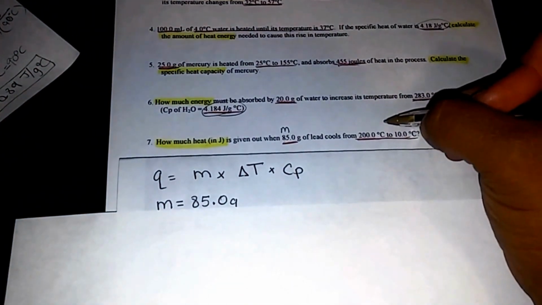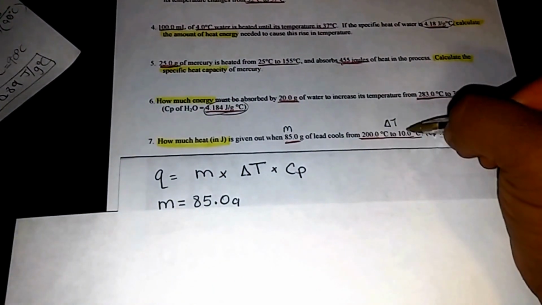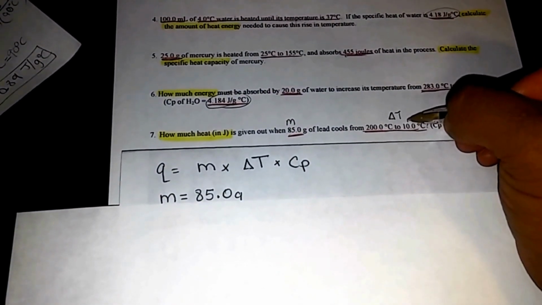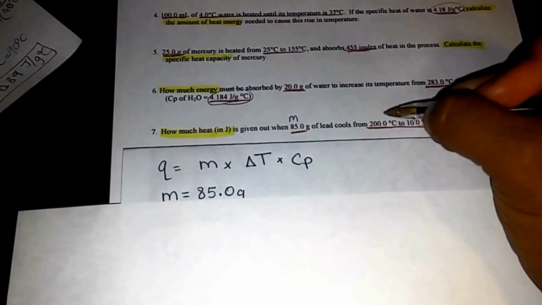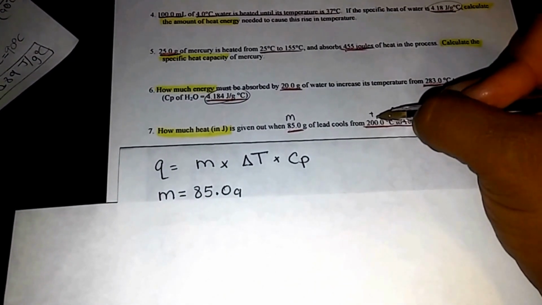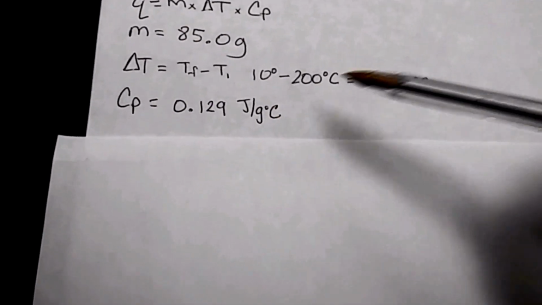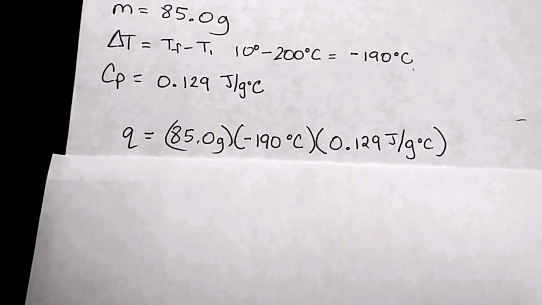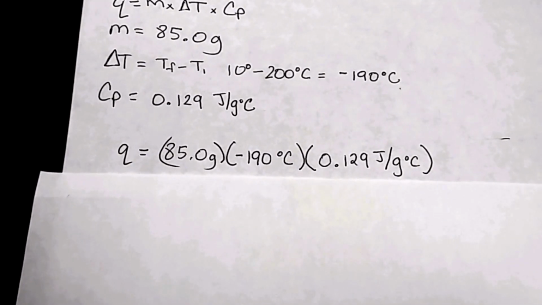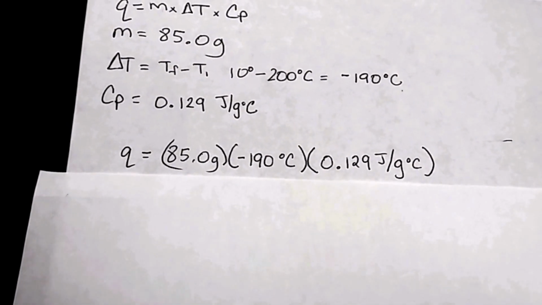So we're going to go ahead and indicate that that's going to be our change in temperature. Again, where the 10 is going to be our final temperature, and the 200 is going to be our initial temperature. Okay, last but not least, they give us a specific heat, and it just tells us that's what it is, and that's CP. Okay, so I just rewrote everything. The heat is 0.129 joules over grams times degrees Celsius, which is given to you. And so all you have to do is now multiply all three given, 85 times negative 190 times 0.129.